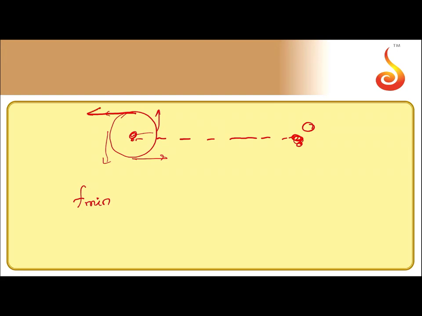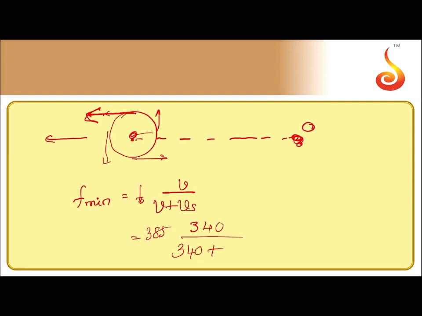That means corresponding to this situation, we have minimum frequency. So we have this observer and the source is moving away, and that corresponds to V divided by V plus Vs. It is very simple now. The speed of sound V is 340. F0 is 385, so the frequency is 385 into 340 divided by 340 plus Vs.